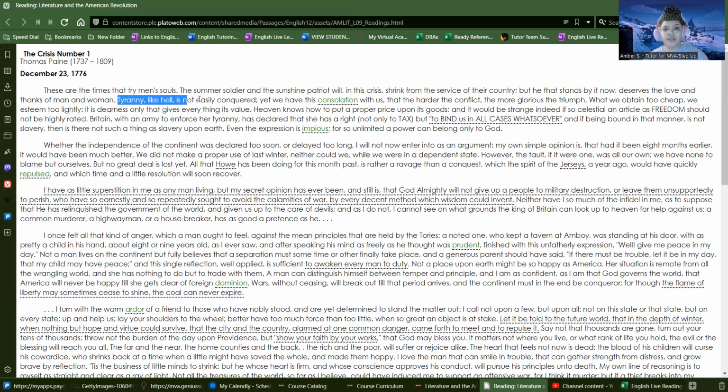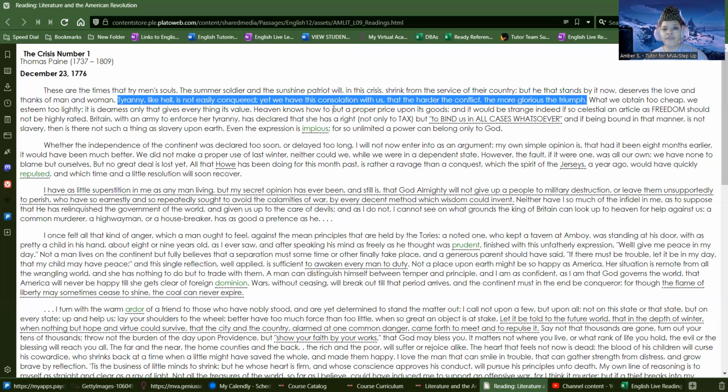Tyranny, like hell, is not easily conquered. Yet we have this consolation with us that the harder the conflict, the more glorious the triumph. Again, this is fairly simple. So tyranny is when someone is abusing their power, right? Someone at the top is abusing their power. And he's comparing the process of having someone abuse their power on you to hell. So it's not easily conquered or overcome.